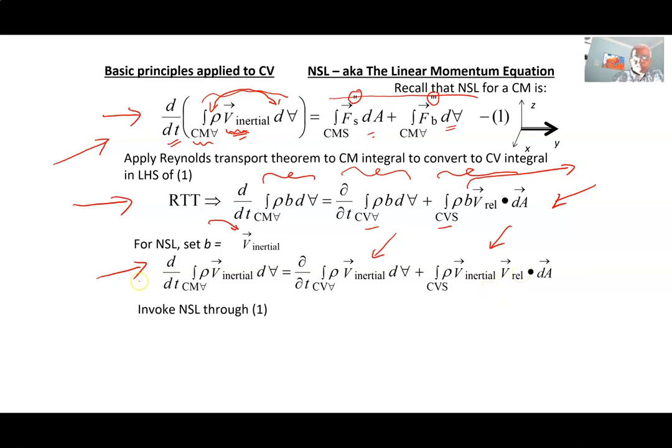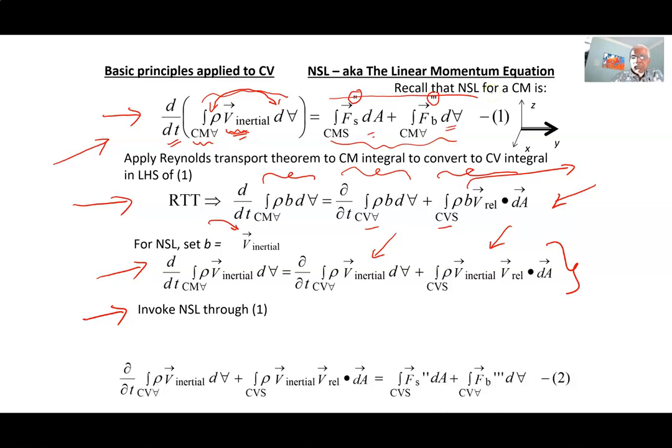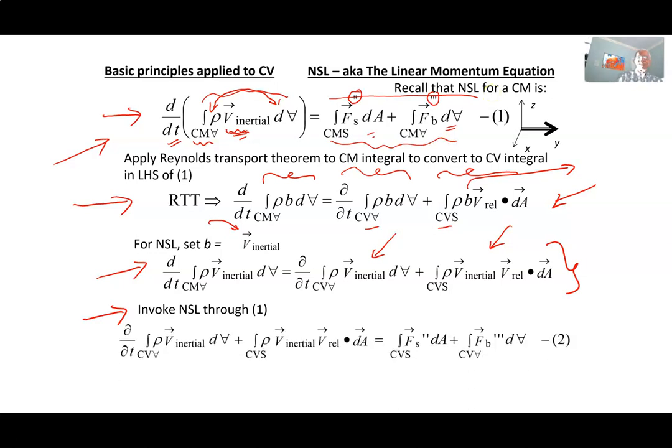So up to this point, we've only invoked Reynolds transport theorem, which again, I said, is not a basic principle. When I want to invoke Newton's second law, that means I need to equate the rate of change of momentum to the sum of all the forces. So that's what I'm going to do next. Invoking Newton's second law through equation 1, we get Newton's second law for a control volume, which I will copy over on the next slide, right?